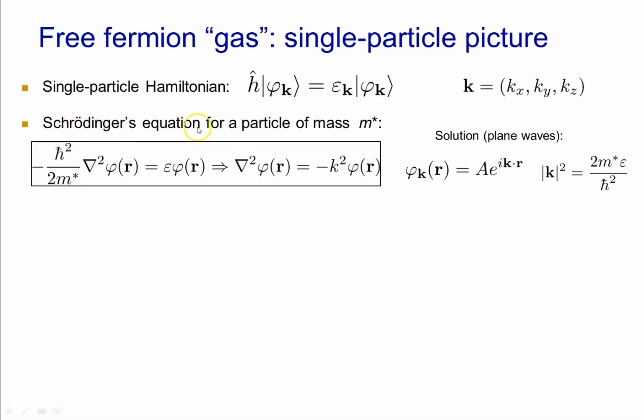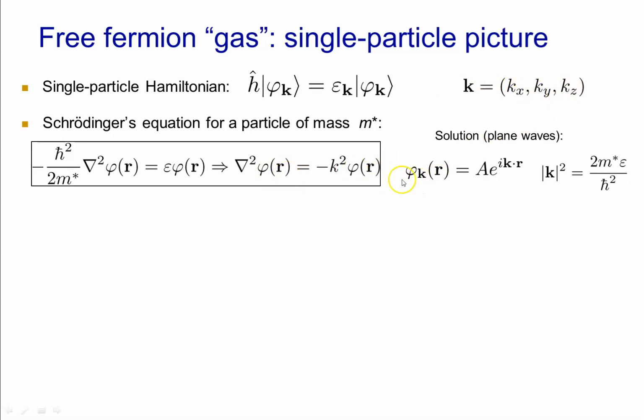So the free equation for a particle of mass m, single particle, is just the kinetic energy times the wave function equals the energy. And we know how to solve that. The solutions for this are just plane waves with a given wave number k, a wave vector k. Here we're talking about 3D, of course.